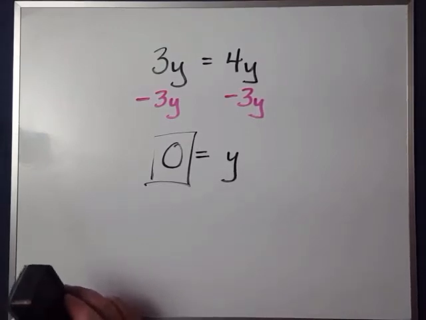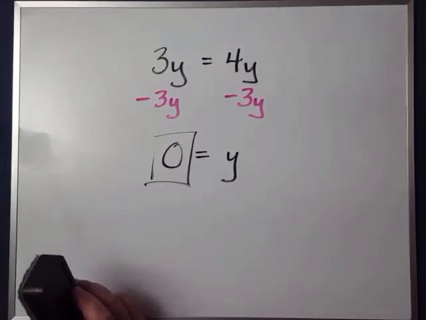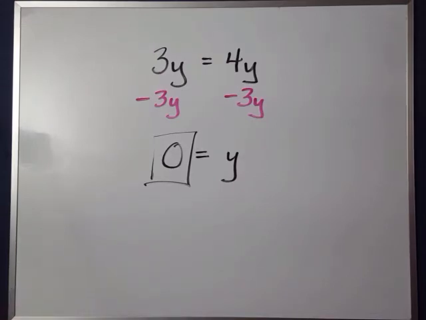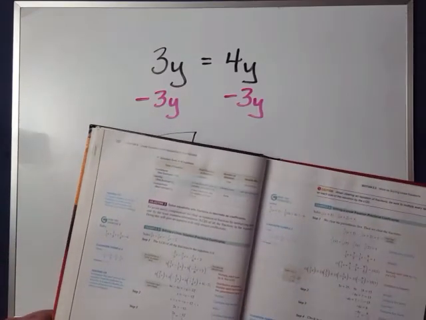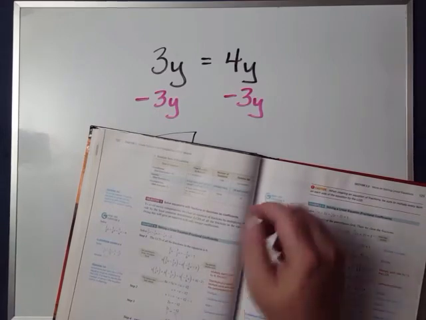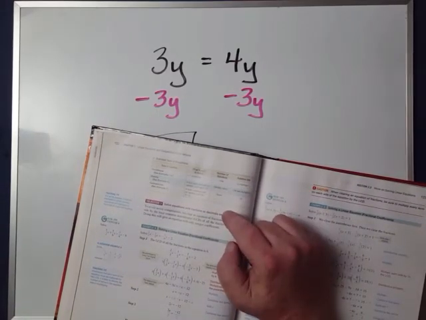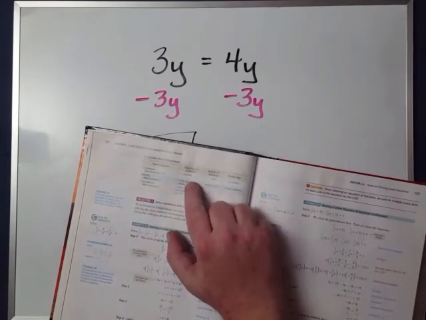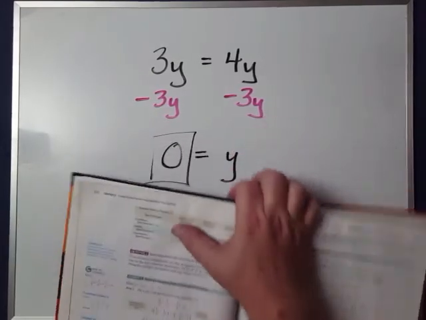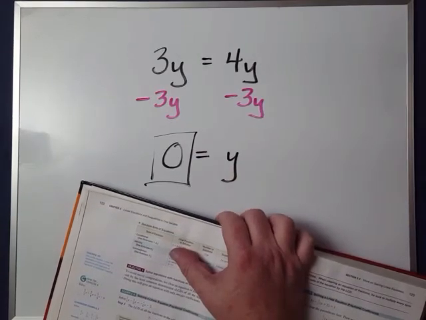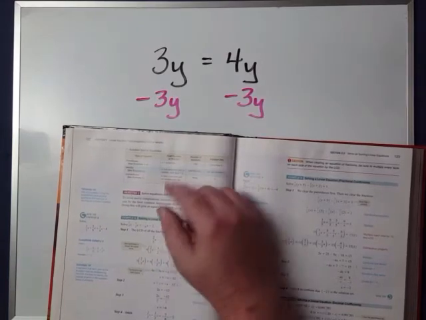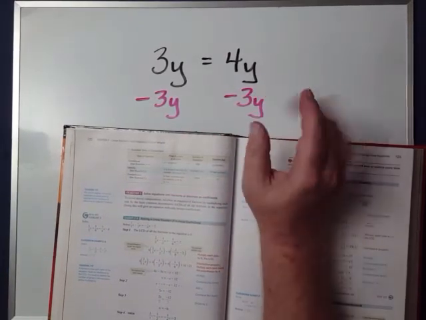If you look in your text, here on page 122 at the top, we're told that these are the 3 types of equations. You have in your final line, x equals a number, one solution. That's what's currently on the board. Y equals 0. That's called a conditional statement. It is true on the condition that, in this case, that y is 0.